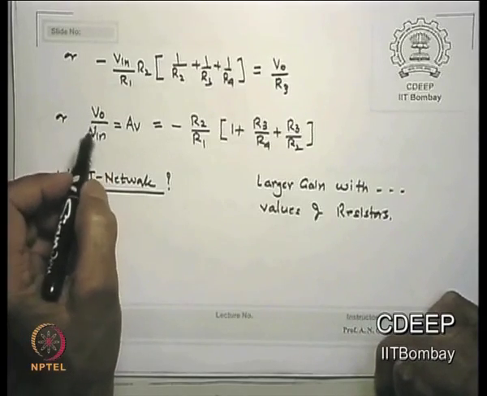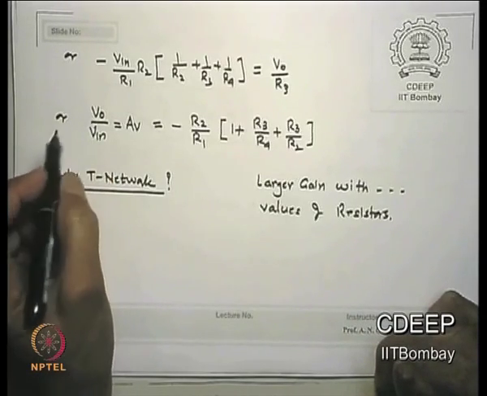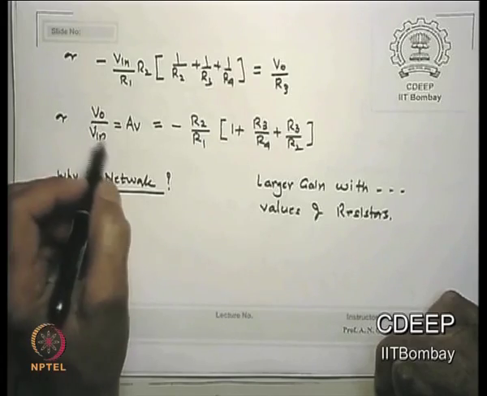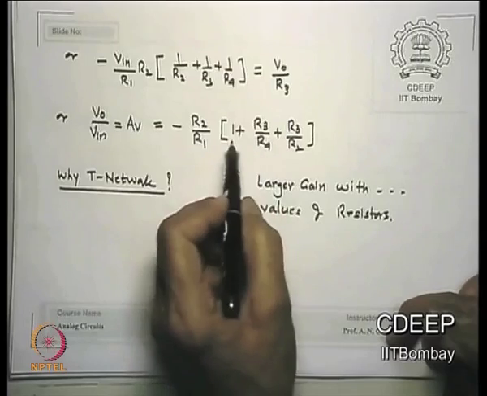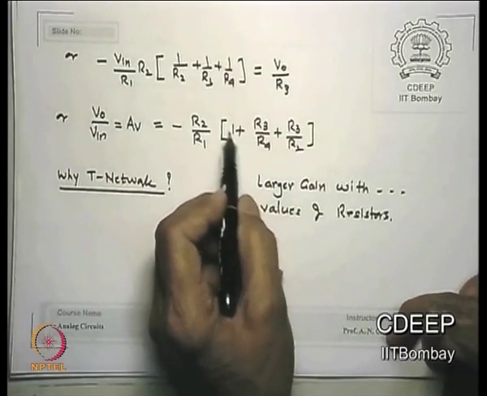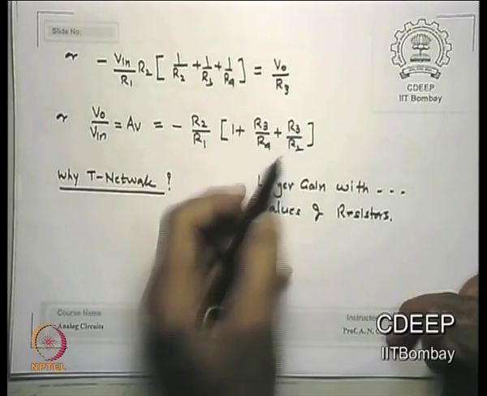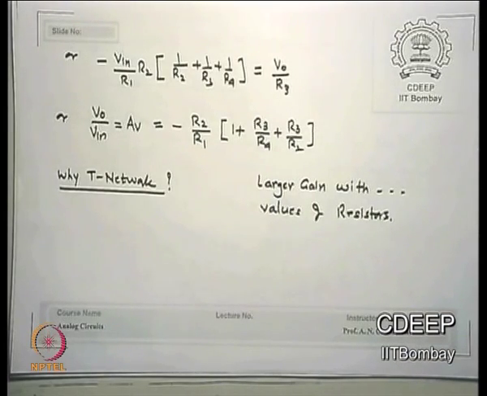Finally, according to this, I found V0 by Vin. So that is minus R2 by R1 into 1 plus R3 by R4, R3 by R2. Now can you see, if I did not have the T network, where would I have increased the gain from? From R2.